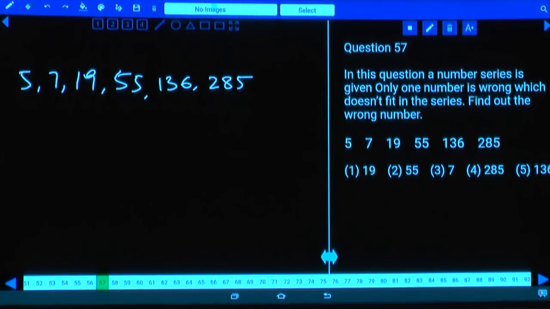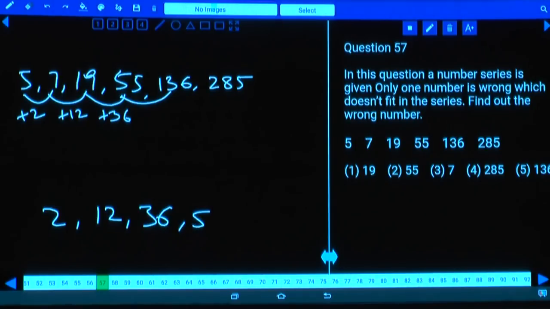And 7 and 19, the difference is 12. 19 and 55, what is the difference here? 36. And the next difference is so much? 2, 12, 36. Yes, so how to express this 2, 12, 36? Anyone? Regarding these numbers 2, 12, 36, I have explained in target mains. I have given the entire table as well. Yes, what are the numbers? 2, 12, 36, 80, 150, 252. Next one. Yes.